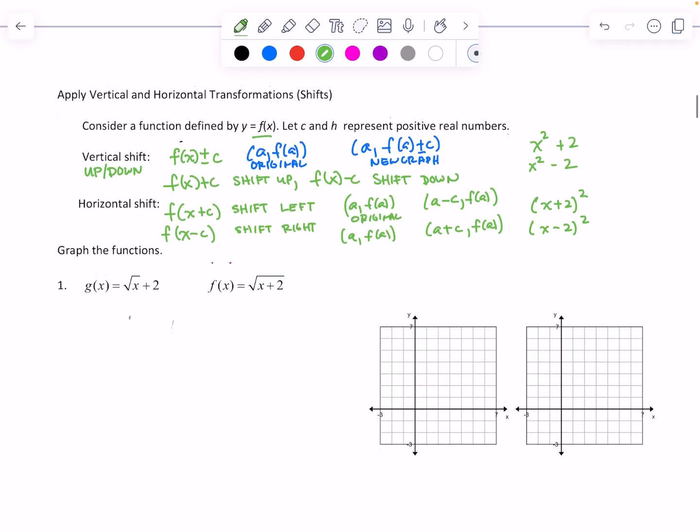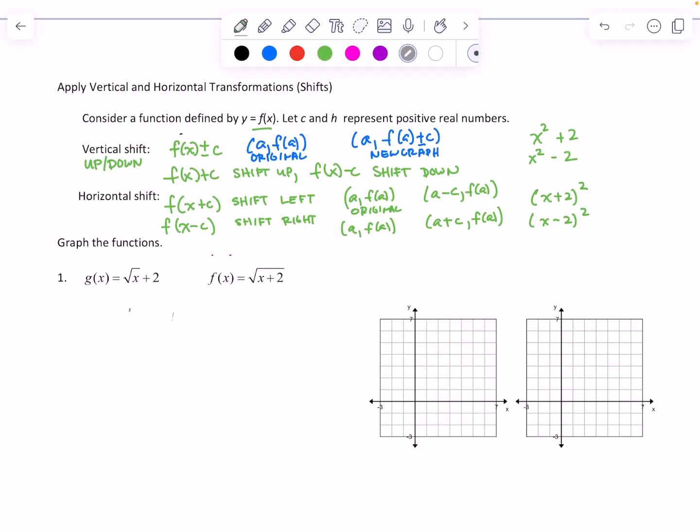So let's look at an example. Here we have two functions, and they both involve a square root. One of them, g of x, says take the square root of x and then add 2 to that value. F of x says take x, add 2 to it, and then take the square root. And we're going to see that these look very different.